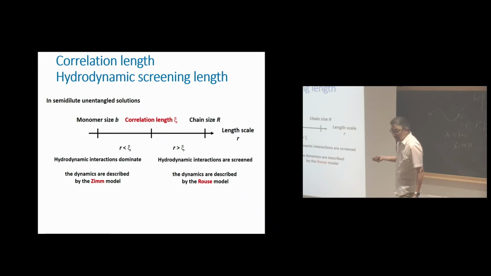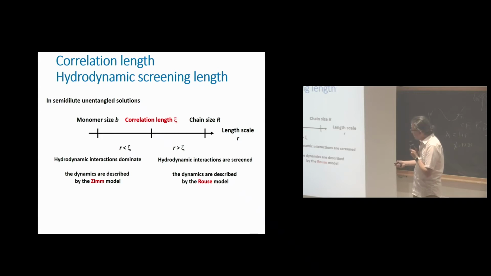Could you use the mic? Sorry. Could you use the microphone? Ah, sorry. Yeah. Okay, so this here, this is the correlation length xi, and then at the length scale shorter than this length, then it's a Jim model.